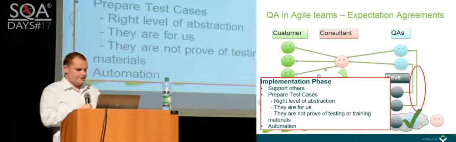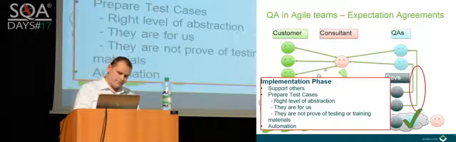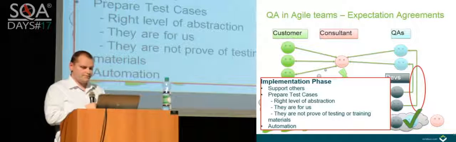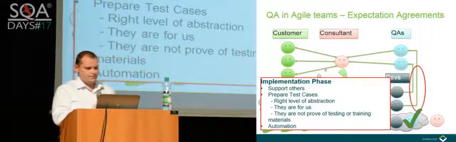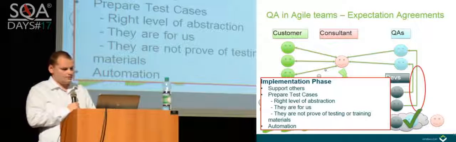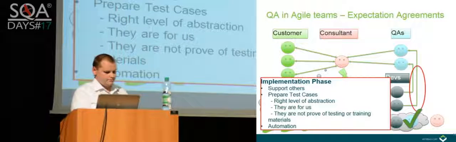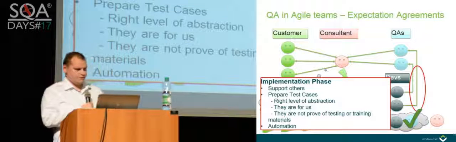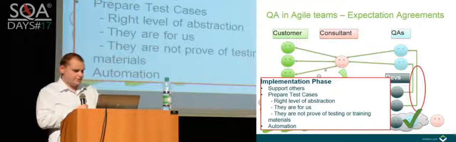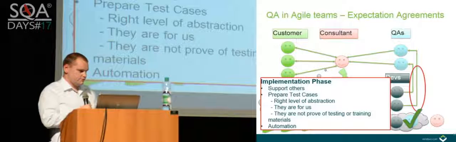And then we should prepare test cases, but test cases are kind of tricky. They should have the right level of abstraction. And basically I always say that steps are optional. You don't need steps if you understand the user story to test it. If you do not understand the user story, then you should not test it at all.